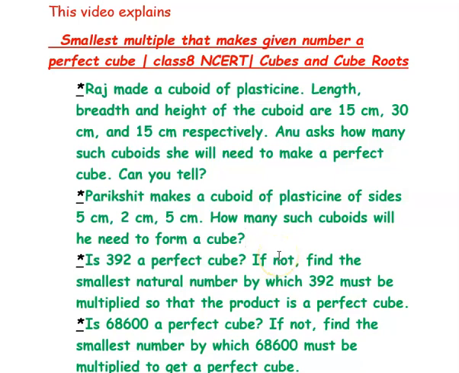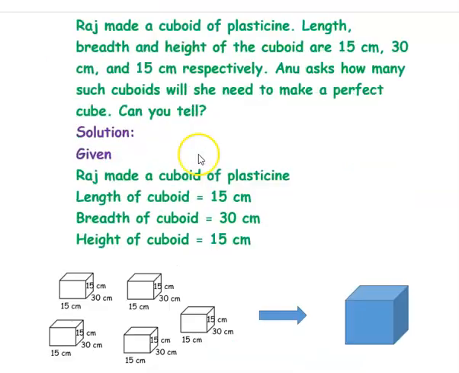In this video, we are going to see a few examples on finding the smallest multiple that makes the given number a perfect cube number. The first example is: Raj made a cuboid of plasticine. Length, breadth and height of the cuboid are 15 cm, 30 cm and 15 cm respectively. Anu asks how many such cuboids will she need to make a perfect cube. Can you tell? Okay, solution.